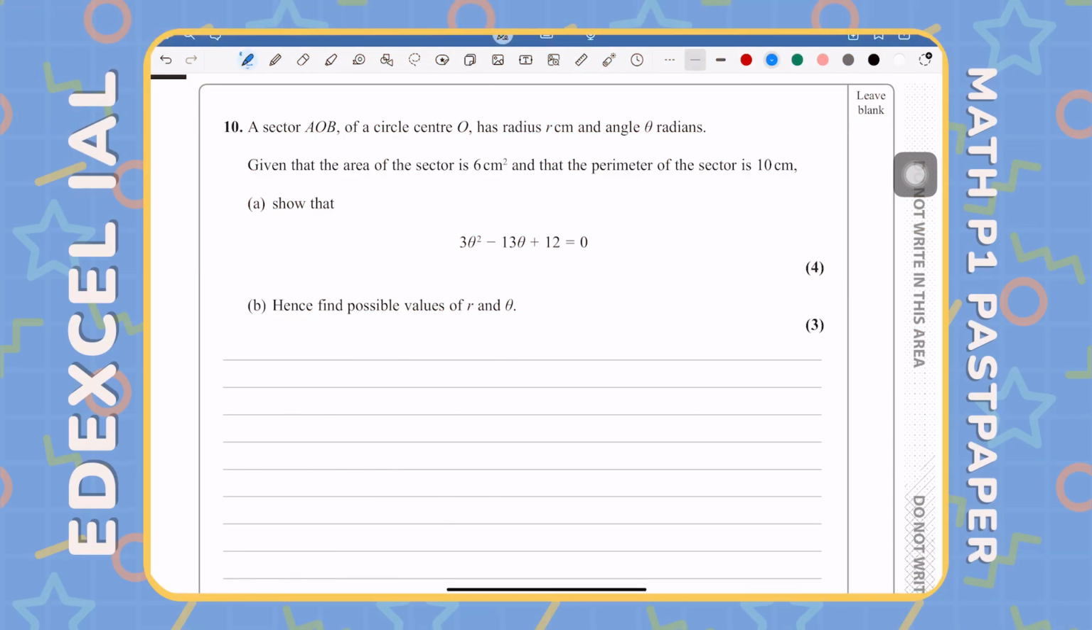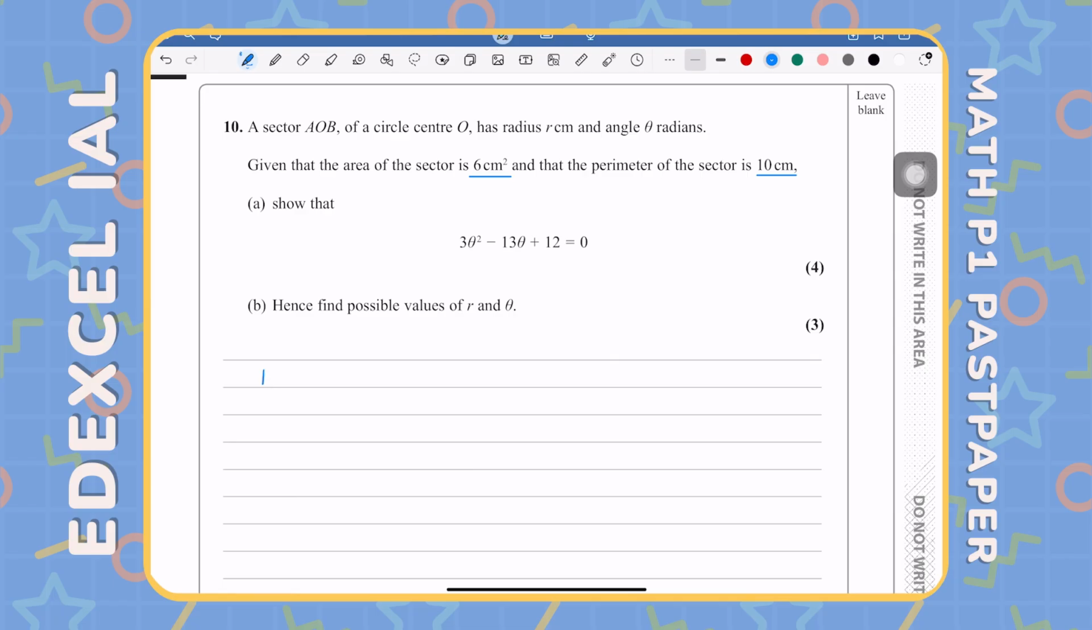So question number 10 says: a sector AOB of a circle, center O, has radius r. Given that the area of the sector is 6 centimeter square and that the perimeter is 10 centimeter, show that 3 theta square minus 13 theta plus 12 is equal to 0. Okay, let's see all the information that we can put to use.